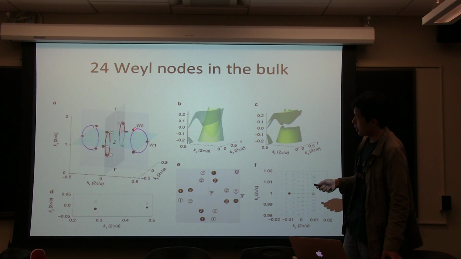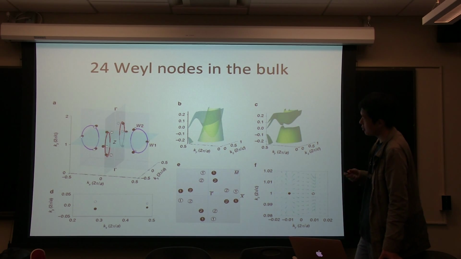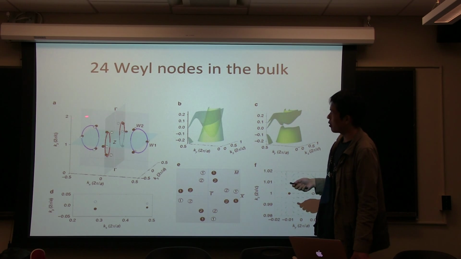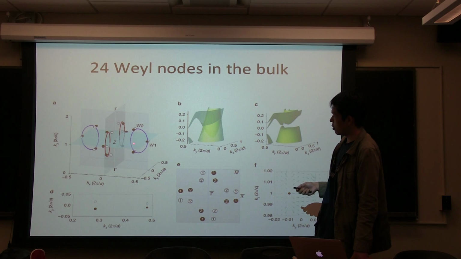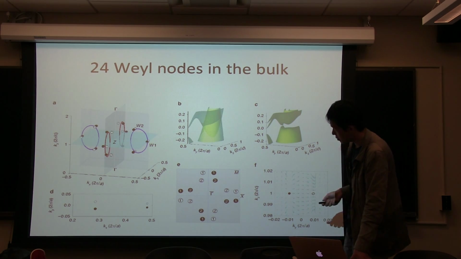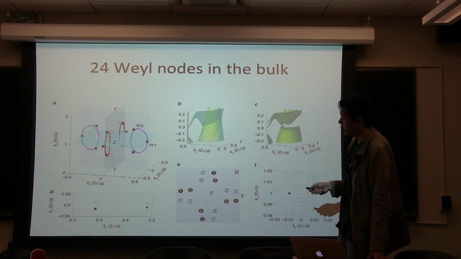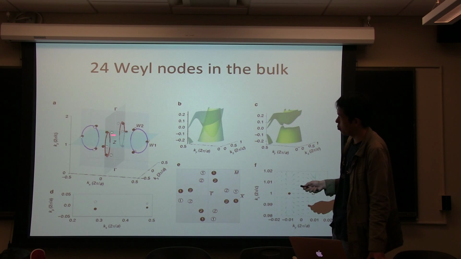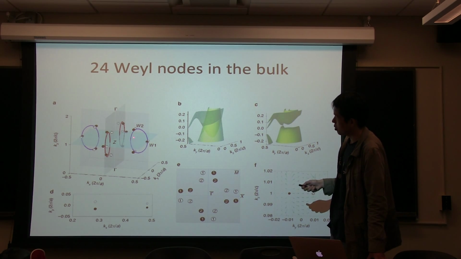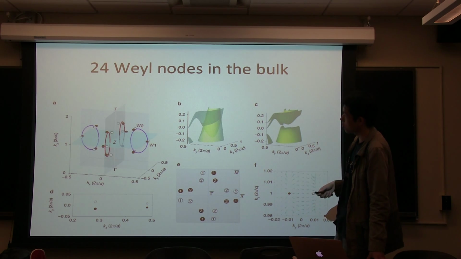But if I go slightly away from the nodal lines, I find point-like touchings. If I count in total, there are 24 Weyl nodes. These are the Weyl nodes, and in total, there are 24 of them in tantalum arsenide. We name the Weyl nodes that are on this kz equals 2 pi over c plane W1, and there are 8 of them, and the other 16 that are away from this plane W2.